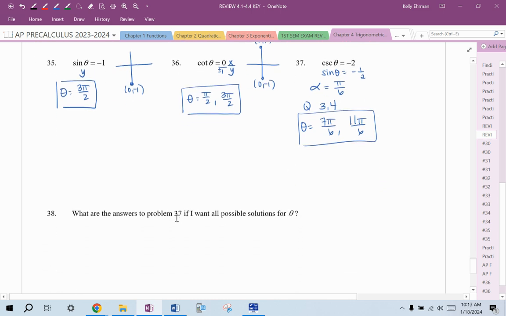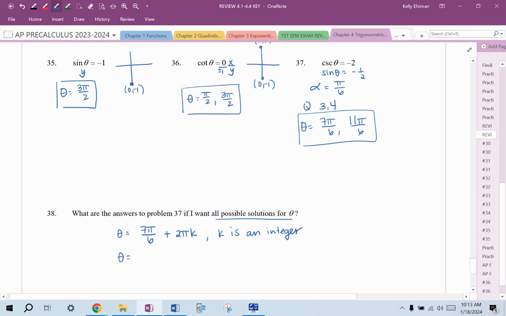What are the answers to problem 37, what we just did, if I want all possible solutions for theta? So how do I make those answers infinite? I want to make an expression that represents all the coterminal angles to 7 pi over 6. So you always just add 2 pi k. This means any multiple number of full circles I add or subtract to this. So I need them to be full circles. So k has to be an integer, a positive or negative whole number, to make that true. So add 10 full circles, subtract 500 full circles, whatever. There are an infinite number of possibilities for this.